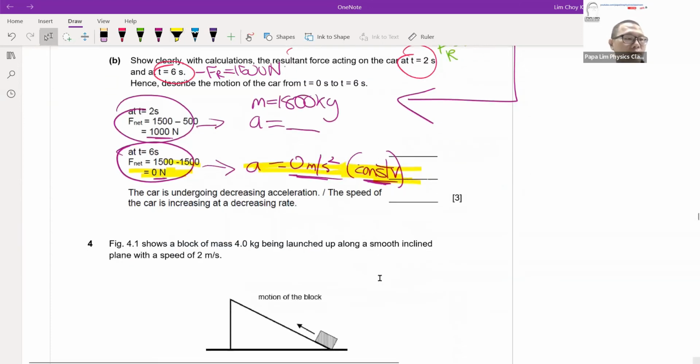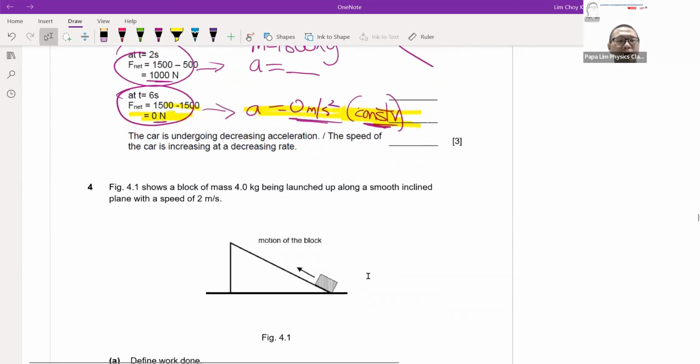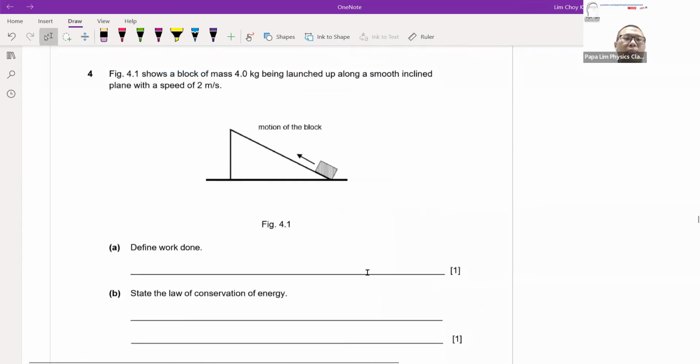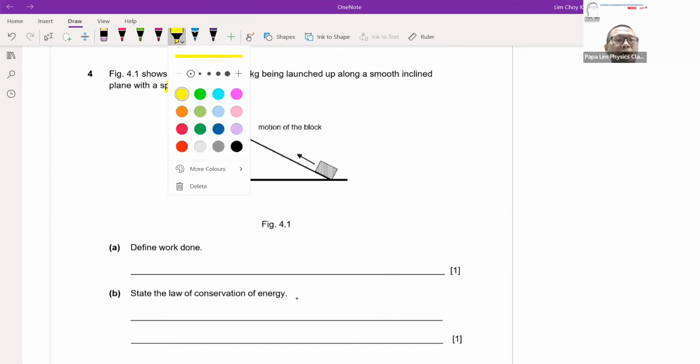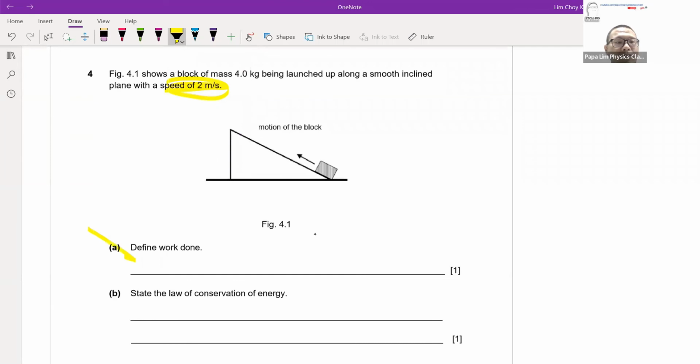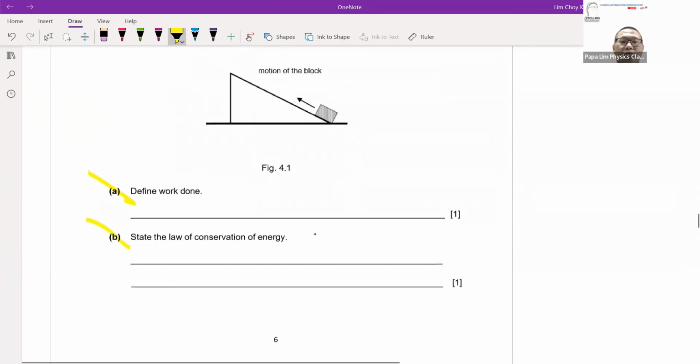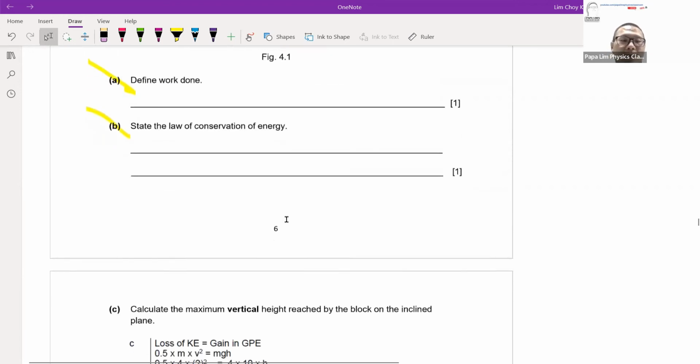Question 4. Question 4 is, I would say, a basic question. The object goes up the slope. Speed is 2 meters per second. The first few parts, A and B, talk about the standard definitions, so I will not dwell too much. Students, remember, for A and B it is a generic definition, so you can just copy the definition that is in the notes or the textbook and paste it here.